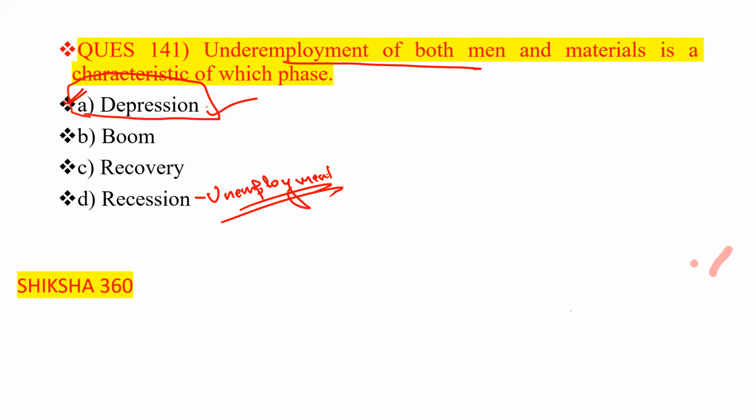They are even trying to start work, thinking that they can work at the low phases, and in this stage they can start working at a low salary. So this is the depression, that is underemployment of both men and material. It is the characteristic of the depression phase.